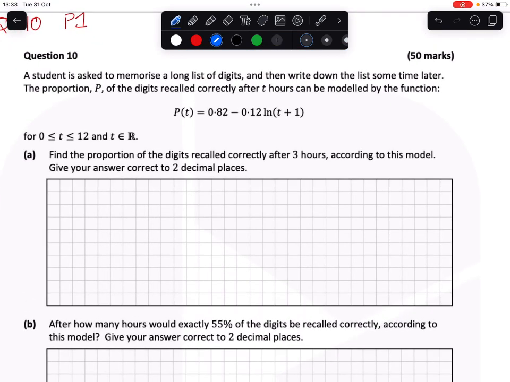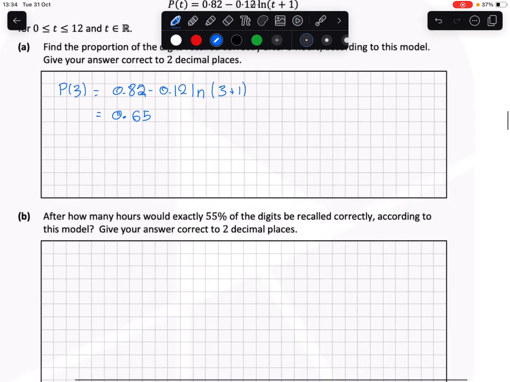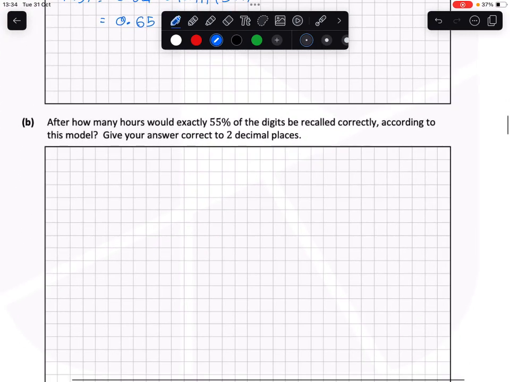It gives us a time, p is a function of time, so if we find p of 3, that's going to be equal to 0.82 minus 0.12 times the natural log of t plus 1, in this case 3 plus 1, so the natural log of 4. And if we were to compute that, we'd end up with the value 0.65, rounded to 2 decimal places. Part B. After how many hours would exactly 55% of the digits be recalled according to this model? Give your answer correct to 2 decimal places.